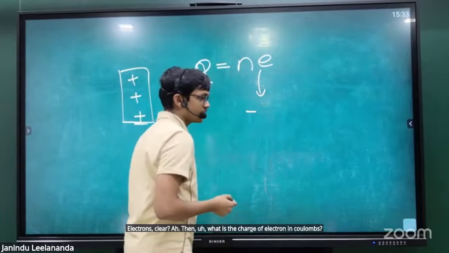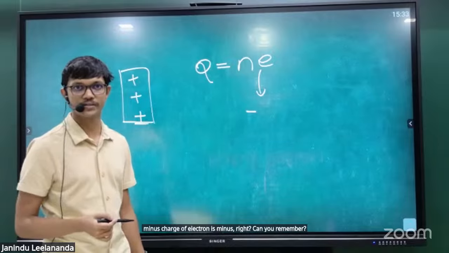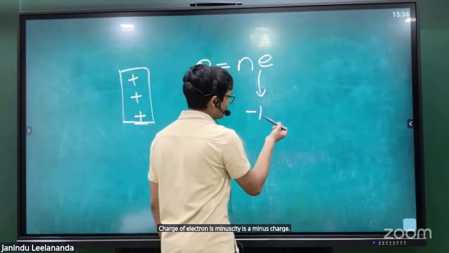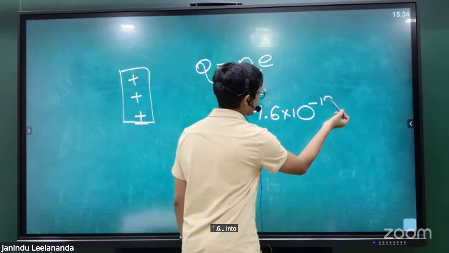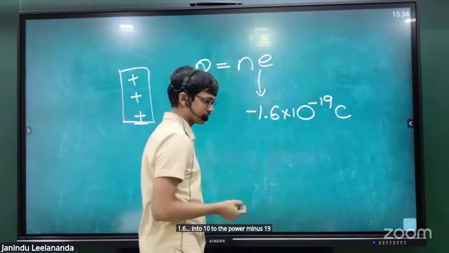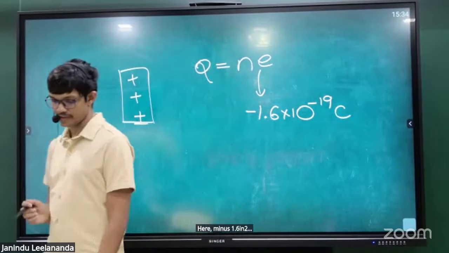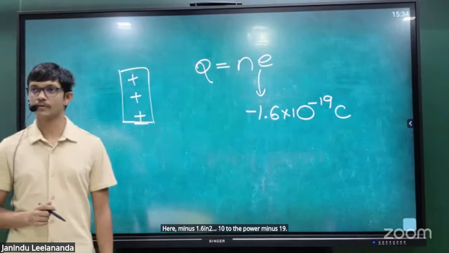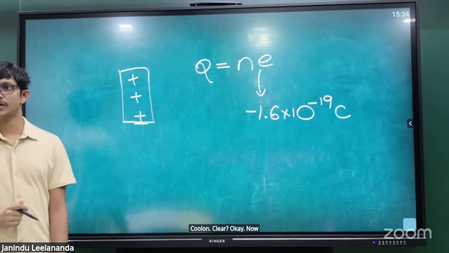Then what is the charge of an electron in coulombs? Can you remember? The charge of an electron is minus. It is a minus charge: minus 1.6 into 10 to the power minus 19 coulomb. Clear?